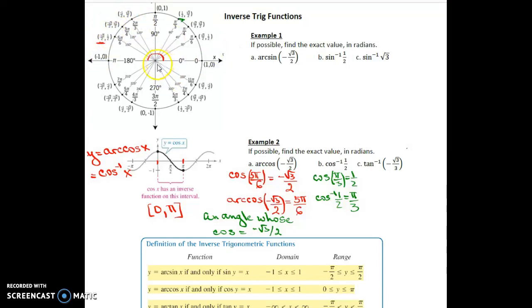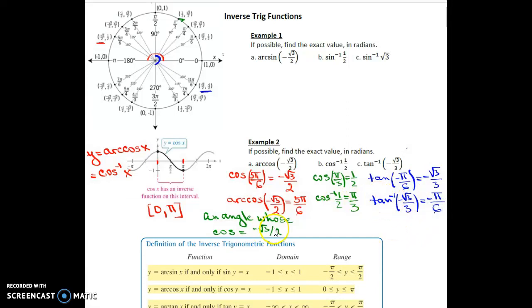For the negative part, actually, we will be looking in the right part of the unit circle for tangent. Negative square root of 3 over 3 will happen right here. This will be negative pi over 6. Since the tangent of negative pi over 6 is equal to negative square root of 3 over 3, then the tangent inverse of negative square root of 3 over 3 is equal to negative pi over 6.